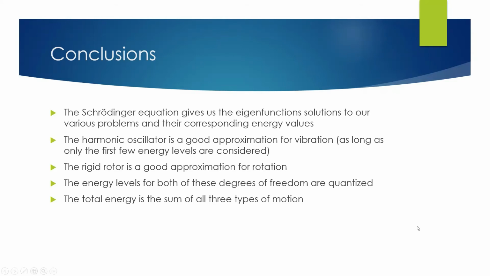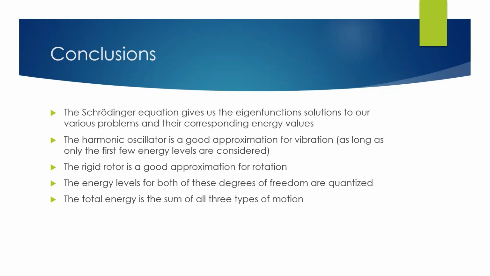We have a quantization in the energy levels for both of these types of degrees of freedom. Again, the rotational energy levels are degenerate. We can't distinguish between things like the p orbitals or the d orbitals, so we have different types of degeneracy there, and we'll talk about that in the next chapter. And we can sum up all of the energies to talk about the total energy of a particle.